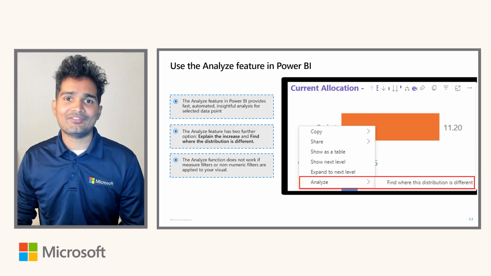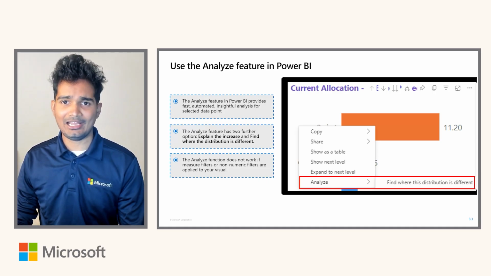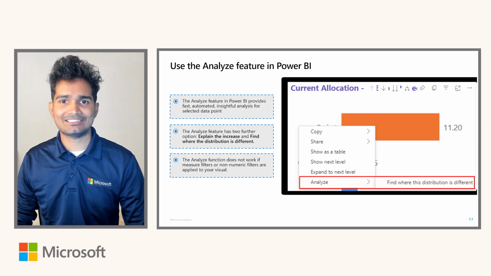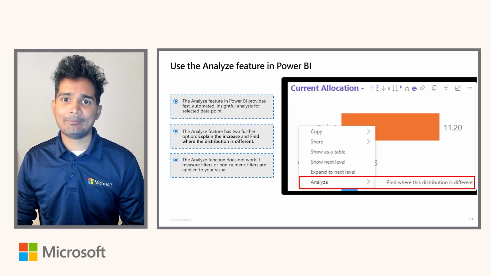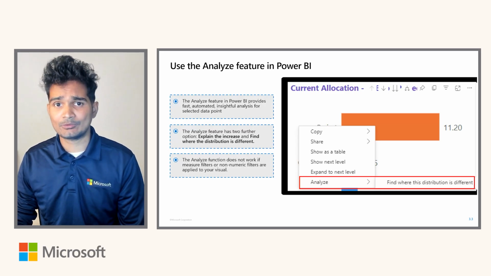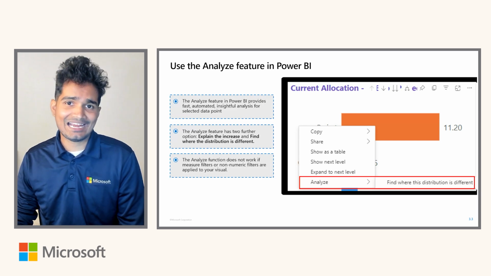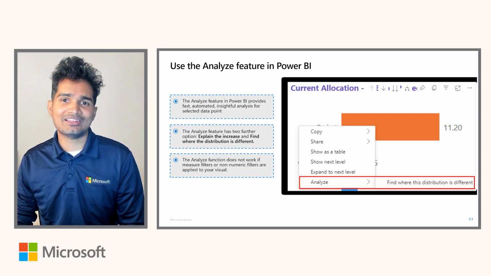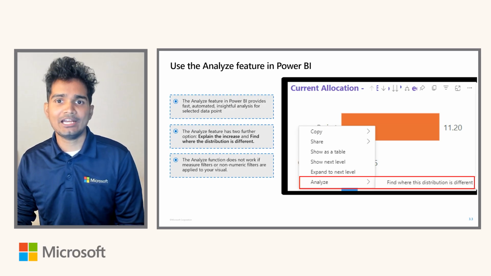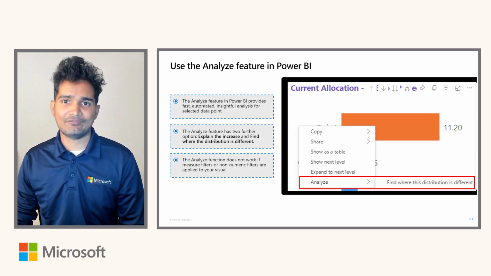Be aware of the Analyze feature in Power BI, which is designed to give you quick, automated insights into your data. It's a powerful tool for identifying trends, anomalies, and patterns without manually sifting through data. To use the Analyze feature, right-click on a data point in your visual, select Analyze, and choose between the Explain the Increase or Find Where the Distribution is Different feature.